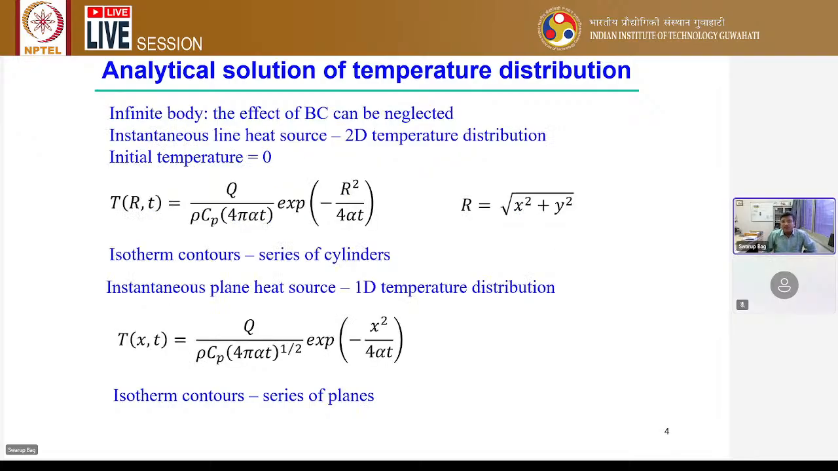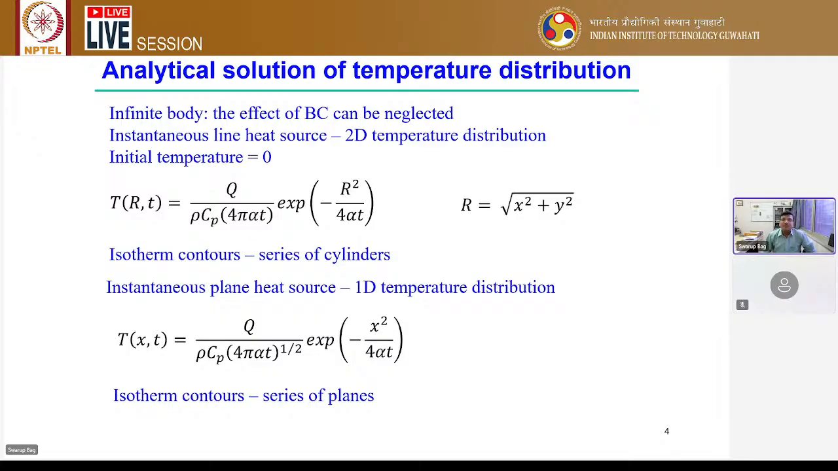Now further, we can get different solutions also. In this case, we are assuming an infinite body, so the effect of the boundary condition can be neglected, and then we consider an instantaneous line heat source. That means releasing the total energy not at a point, but over a finite length of a line.